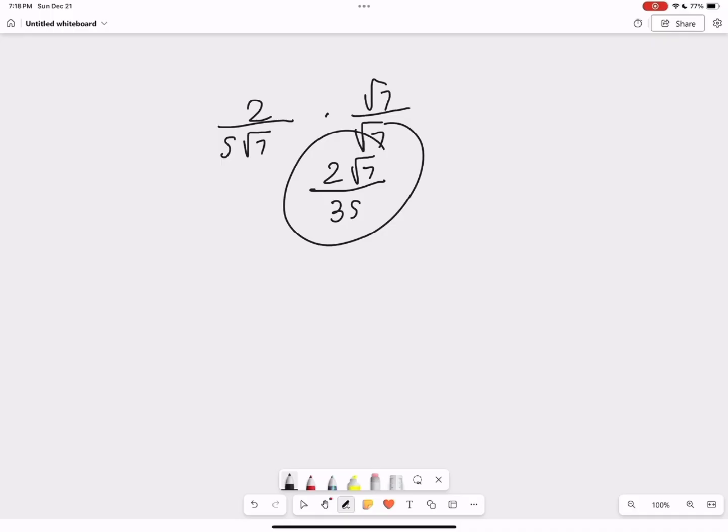So now I'm going to get to my second point, which is foiling with a square root.